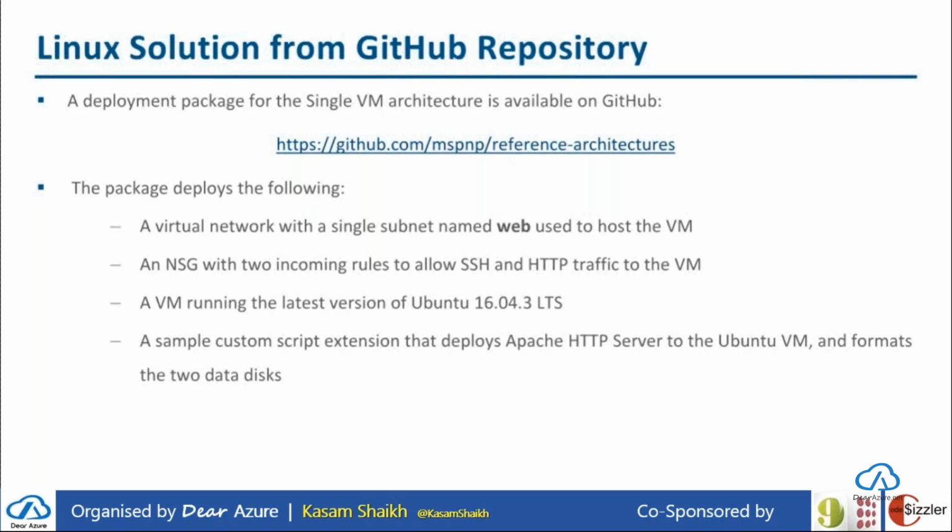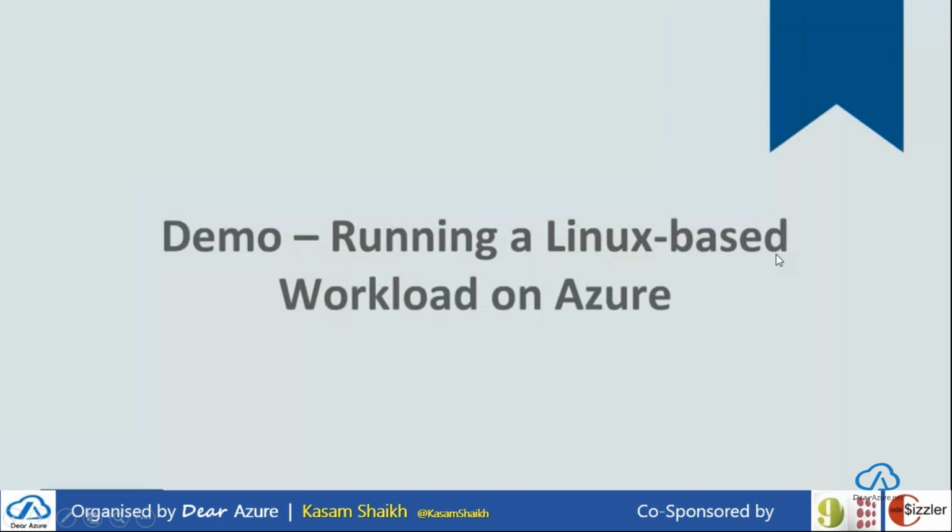You will also implement the network security group, where one rule will allow SSH connectivity to the VM, and you can also make an HTTP request into the virtual machine. And number three, the VM which you are going to use is going to be the Ubuntu 16.04.3 version, followed by a custom script, which is going to deploy an Apache server into the Ubuntu virtual machine, and it's going to format it with two data disks. In simple words, we are going to host an Apache server as a workload in the virtual machine, and when we try to access the IP address of your VM, you get a response from an Apache server.